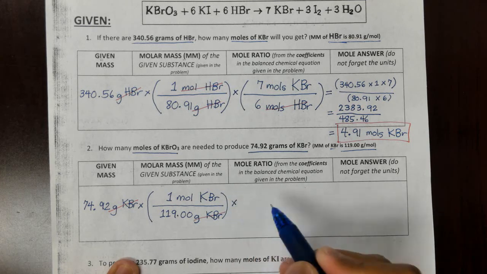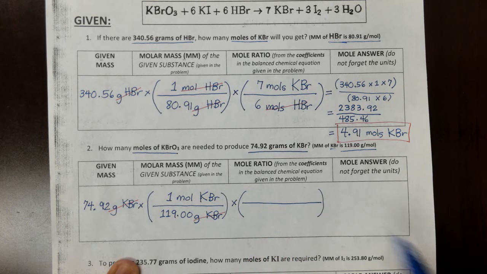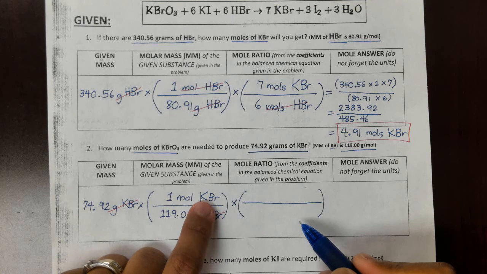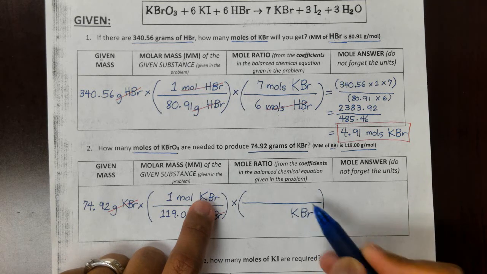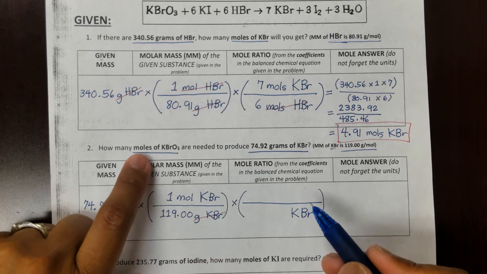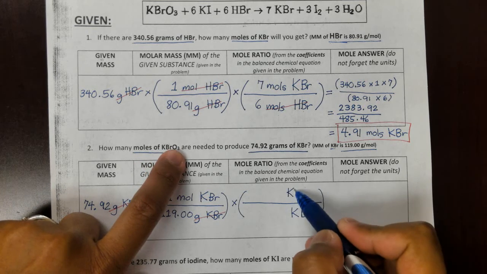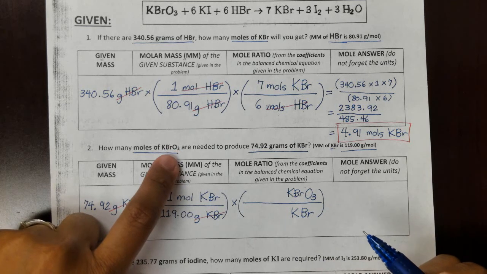Next is the mole ratio. So mole ratio will be, we position the substances first. The substance at the bottom should be the same as the given, which is KBr. So we can cancel it out. And the one at the top is the one being asked in the question, which is the substance KBrO3. That's the substance we're solving for.